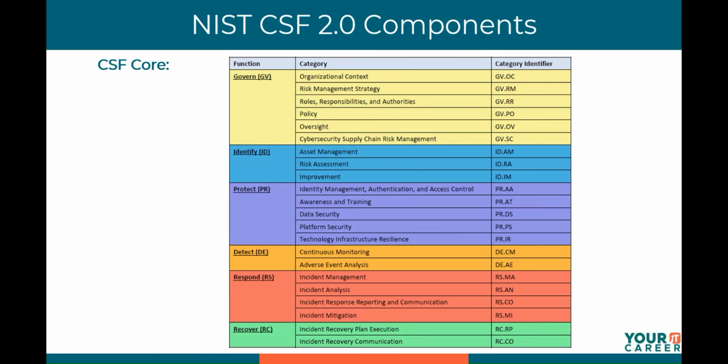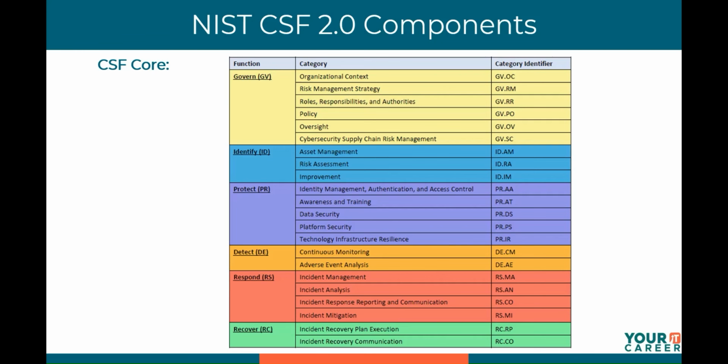Then you have detect. Detect has to do with making sure you continuously monitor and that you are analyzing adverse events. Respond is when something's been detected and we've done our analysis, how do we actually respond? So you see there's a process in place for incident management. How do you analyze the incidents? How do you report, which is to document and communicate with your key stakeholders? And how do you actually mitigate, meaning, how do you address the issue and prevent the issue from expanding? And then the last one is recover. How do you execute that recovery plan? And once everything is back up and running, how do you communicate to your stakeholders?